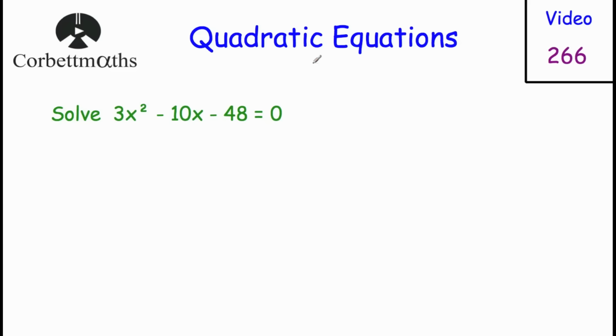Okay, let's have a look at our next topic. So we've looked at factorizing quadratics. Now let's look at solving quadratic equations by using factorization. And that's video 266 in Corbettmaths. So we've been asked to solve 3x squared minus 10x minus 48 equals 0. So what I'm going to do here is I'm going to factorize this left-hand side, just like we would have in M3, but obviously it's just a harder factorization. So let's put our brackets down, bracket, bracket, equals 0.